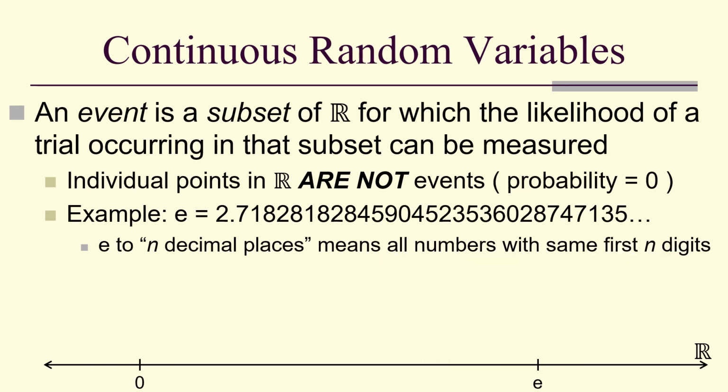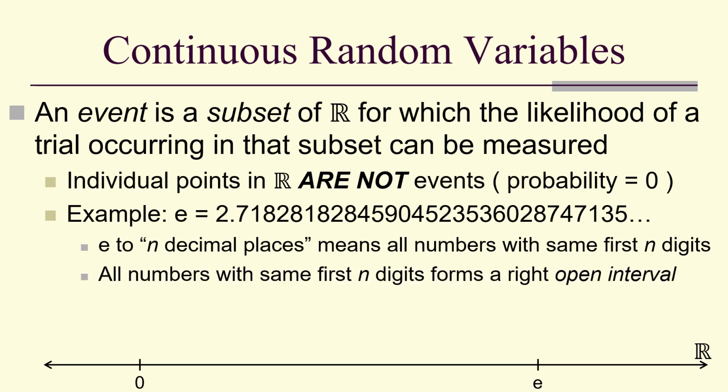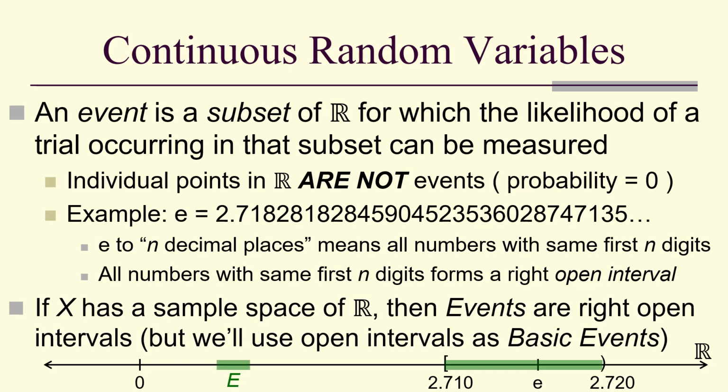So we tend to use numbers like e to n decimal places, but that's actually saying we're using all numbers that have the same first n digits. And all numbers with the same first n digits form what's called a right open interval. So for instance, if we wanted to say 2.71, then that's everything between 2.710 and 2.720, not including 2.720. If X has a sample space of R, then the events are going to be right open intervals, although we're actually going to be more basic than that and just use open intervals as our basic events.